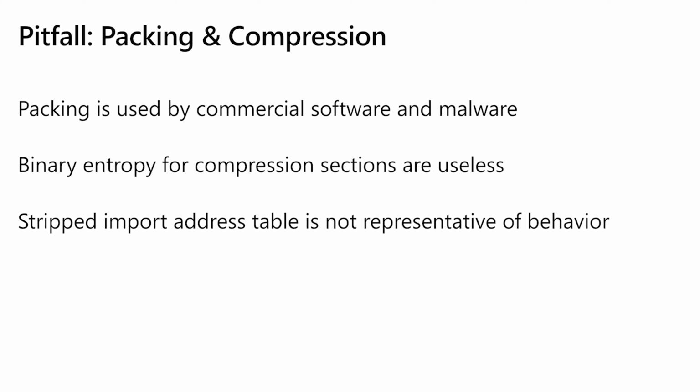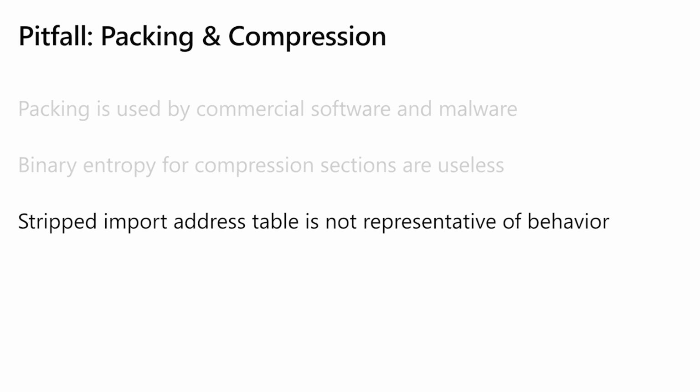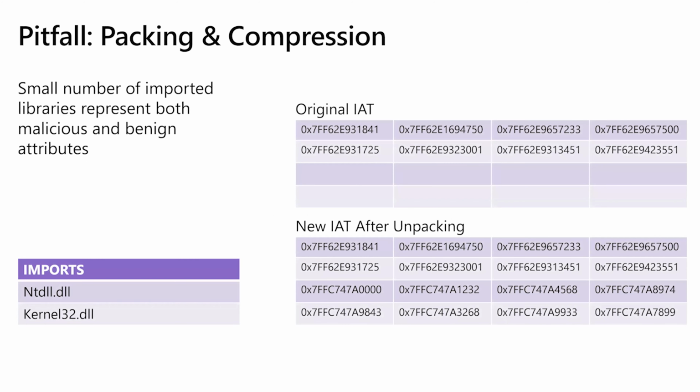And a stripped import address table is not representative of behavior. What do I mean by that? When I'm looking at binaries, the first thing I look at is what the imports are, because that gives me a sense of what it's going to do. But if something is packed, obviously the import address table doesn't exist or hasn't been rebuilt. This is what the import address table actually looks like. It's basically, at runtime, allocated the actual addresses of where all of the functions live. So when you're doing analysis on this, it's obviously missing a lot of portions of where those functions go.